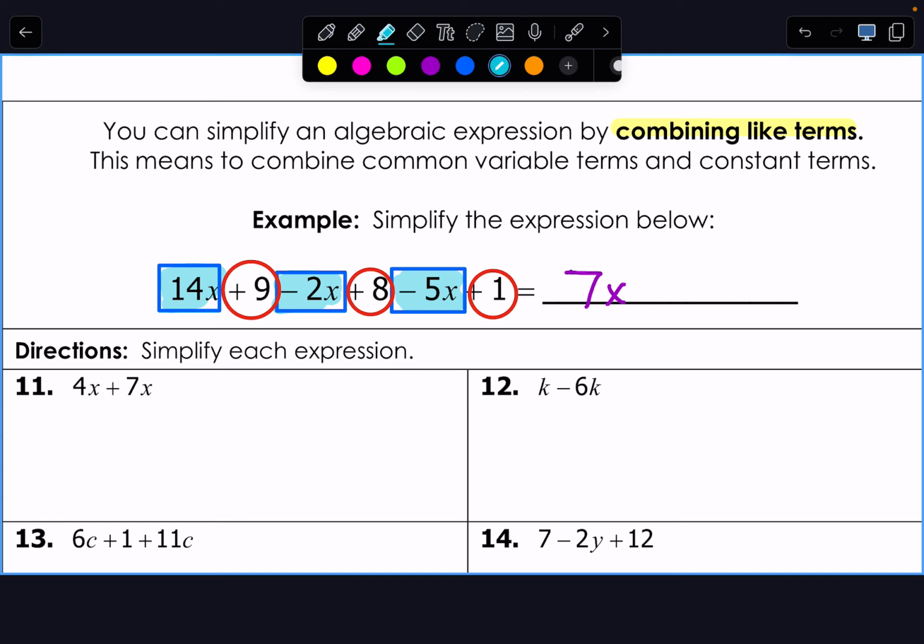Okay. Then we're going to take our 9 plus 8 plus 1. If you need your calculator, that's how you're going to type it in. What is a positive 9 plus 8 plus 1? Okay, so am I going to write 7x 18? No. Plus 18. How do we know that it's plus 18? Because 18 is positive.